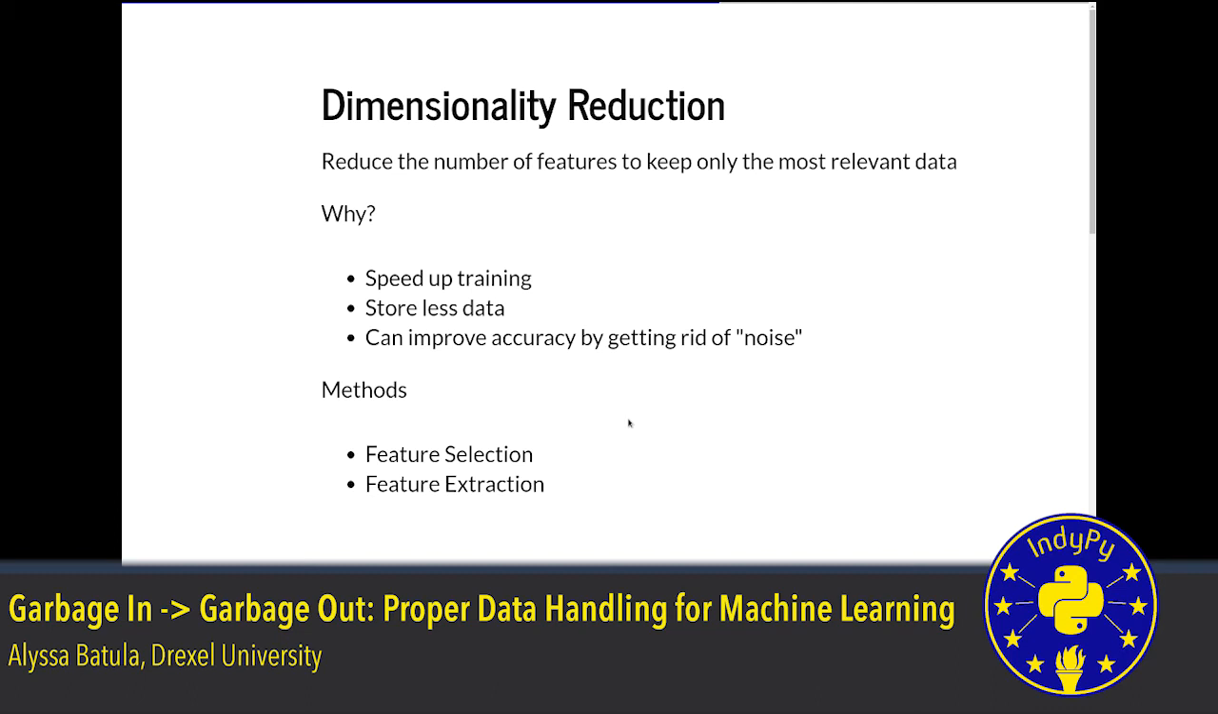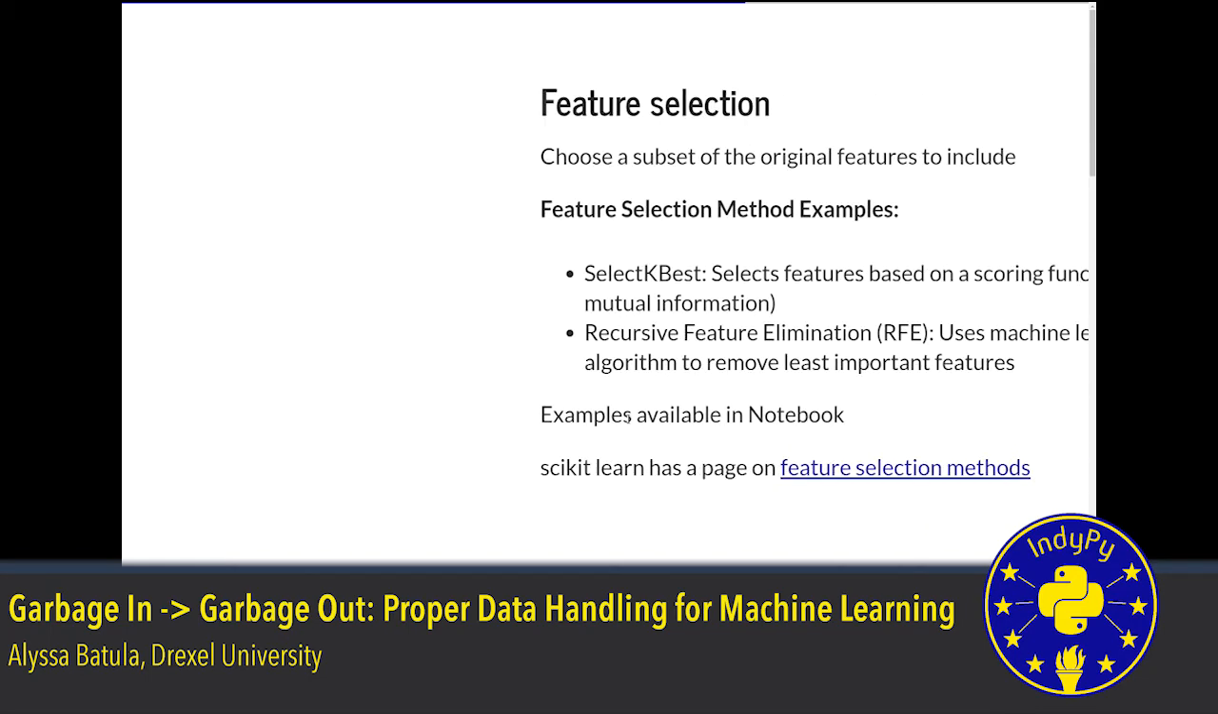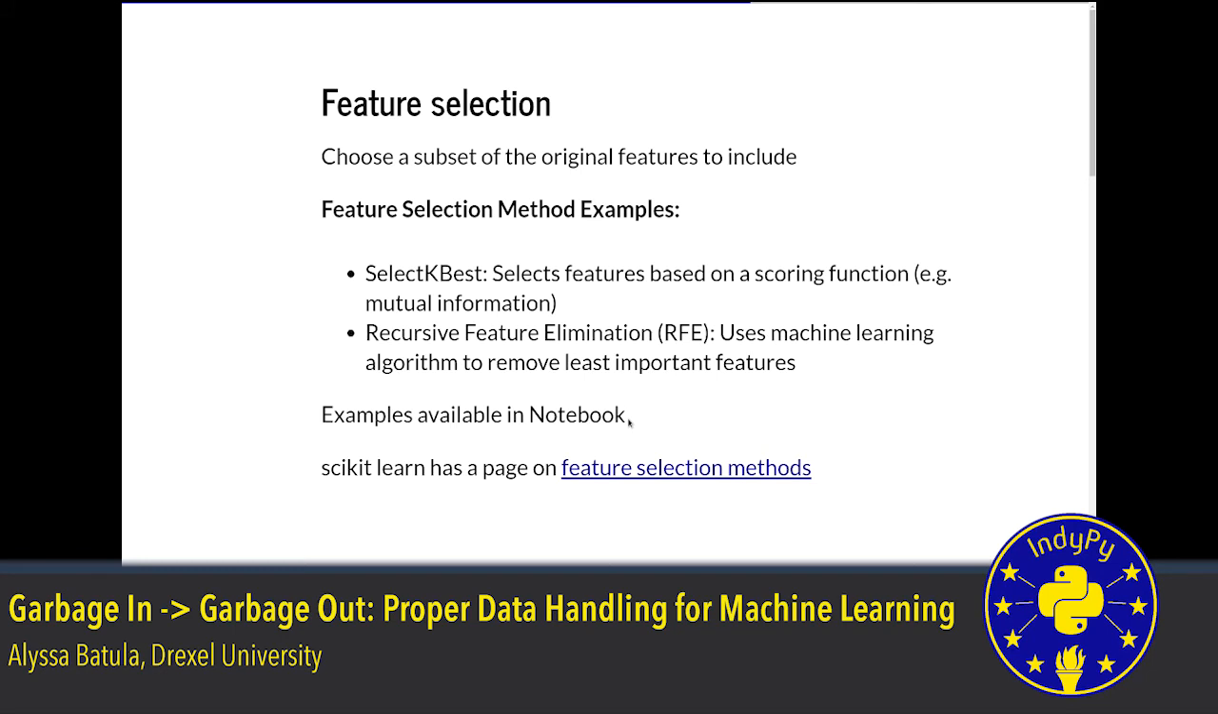Of the main types, you can do feature selection, where you choose a subset of your features, or feature extraction, where you actually create new features to give to your classifier. So for feature selection, there's a bunch of different ways to do this. Some are based only on the data. There's something in scikit-learn called select k-best. It's going to select a certain number of your features based on some scoring function, like mutual information or the f value from an ANOVA.